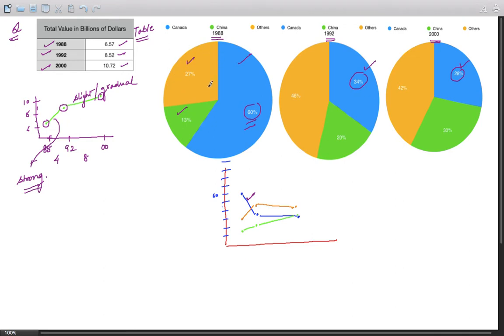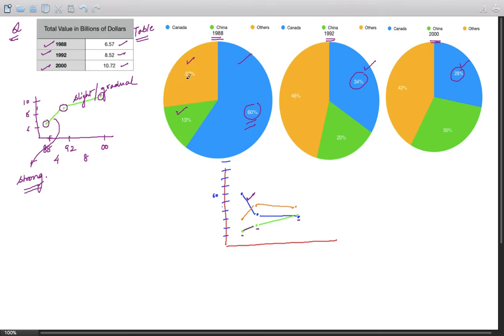Over here you can see, let's come to China for instance. This was about 13% share. In 88 it increased to 20% and then to 30%. But what does that mean? You will see that there is a gradual increase in China's share. Okay, so about 7% in the first 4 years and 10% in the next 8 years. So it is a gradual increase. This is perhaps a more sharp increase than the next one, but the entire increase is gradual.